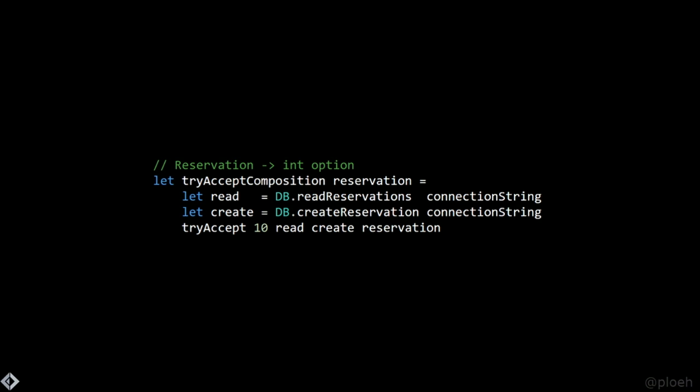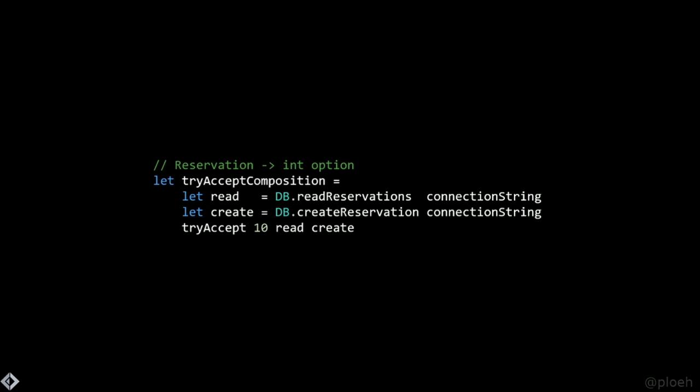Now, one of the things we might notice, though, is that try_accept composition, this function takes a reservation as input, and it passes the reservation as the last argument to try_accept. If we have that situation where we have the same argument on both sides of the equal sign, and they're both in the last position, we can perform something called an eta reduction, which means we can remove them. This is almost like when you do equations in mathematics, you can sometimes cancel things out if they appear on both sides of the equal sign.